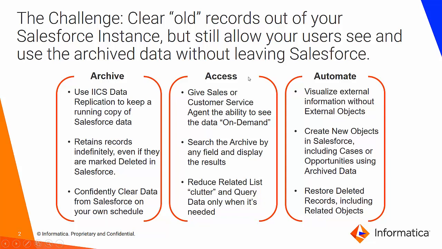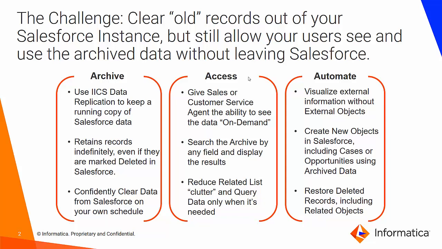So the next step is access. You still need to be able to give your sales or customer service agents the ability to see the data on demand. They need the ability to search the archive by key fields like email address or name and display the results of that search to the end user so that they can communicate information back to the customer or use it as some other part of a business process. This can help you reduce related list clutter by avoiding unnecessary external objects, and also the load on the pages and your APIs by querying data only when it's needed.